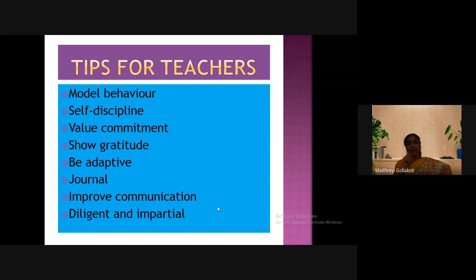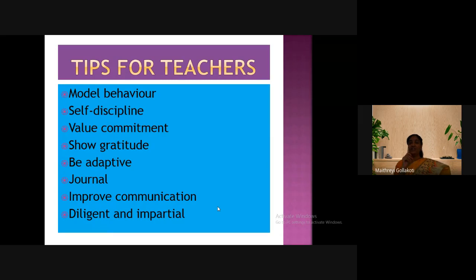Next, be adaptive. It is very important to be very flexible in whatever we are doing. We should be able to accept new ideas from any level and always improve our communication skills. The more you communicate better, the more you will be accepted as a leader. Good communication makes good leaders.